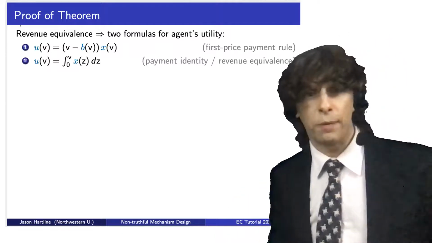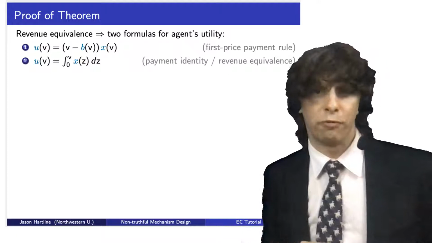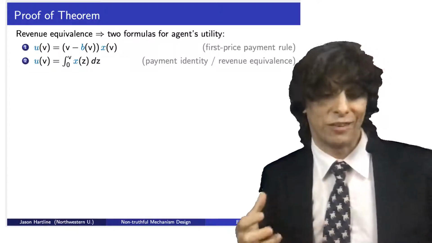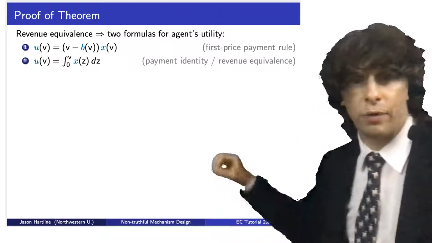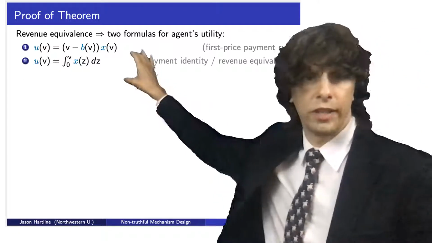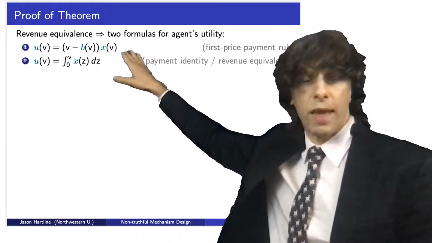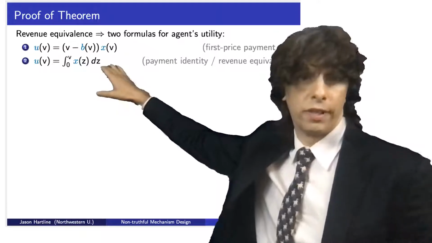Okay, the proof of the theorem is going to be based on revenue equivalence. In fact, as I alluded to before, there's an equivalent theory of utility equivalence, and that's what we're actually going to use. So in fact, we're going to use two equations for utility, one based on the definition of the mechanism, and one based on utility equivalence.